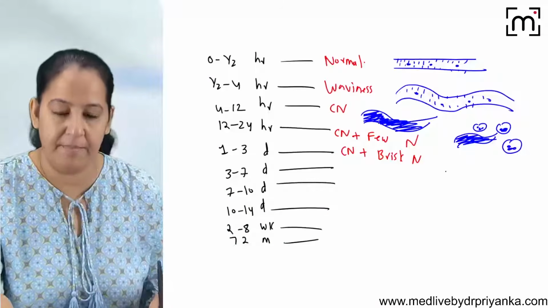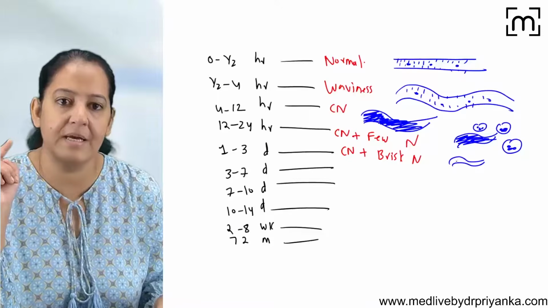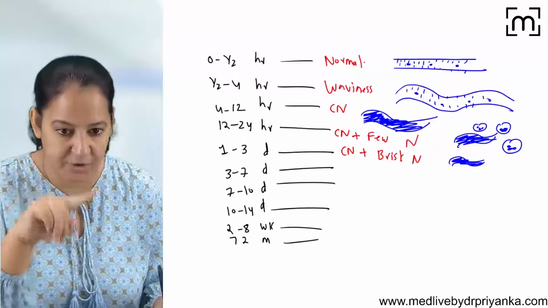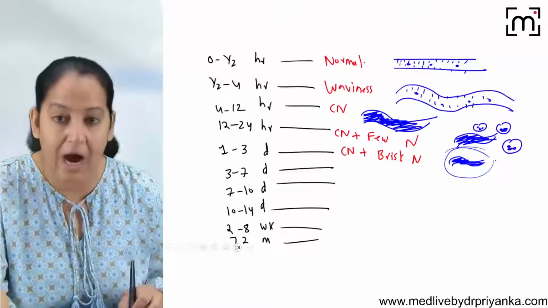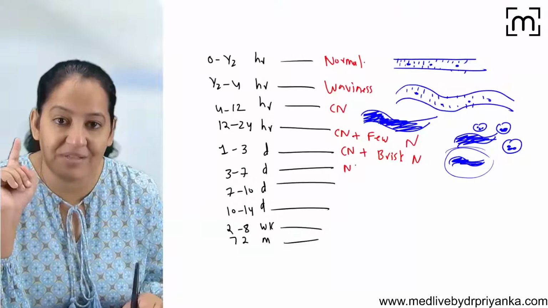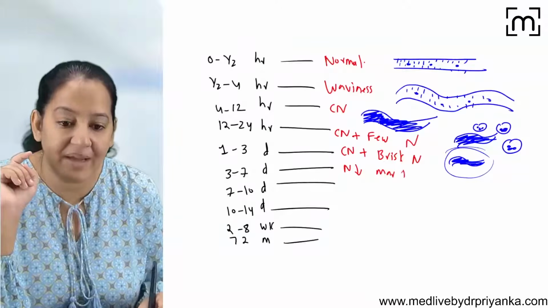So again you draw the same. Draw coagulative necrosis, but surrounding it, this is a muscle fiber showing coagulative necrosis. Draw many neutrophils. Draw abundant neutrophils. Now 3 to 7 days, neutrophils decrease and macrophages will increase.